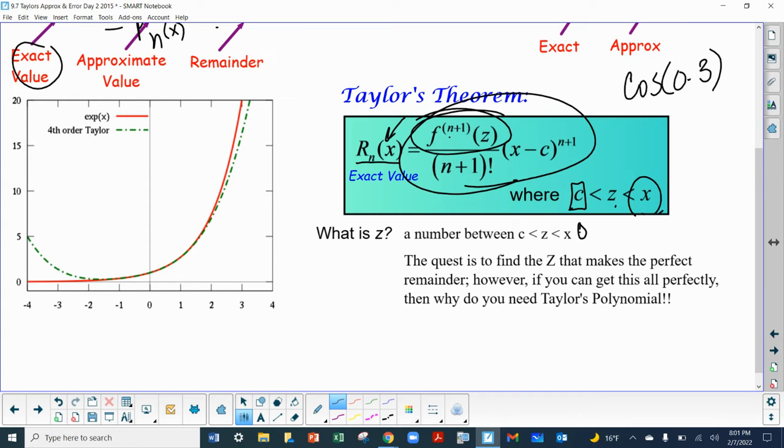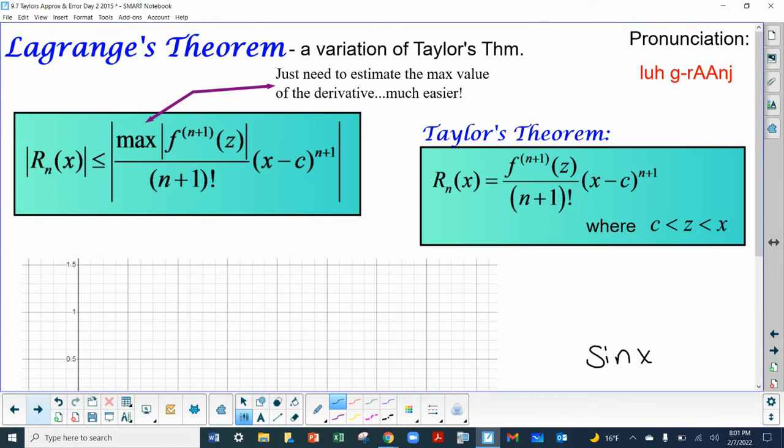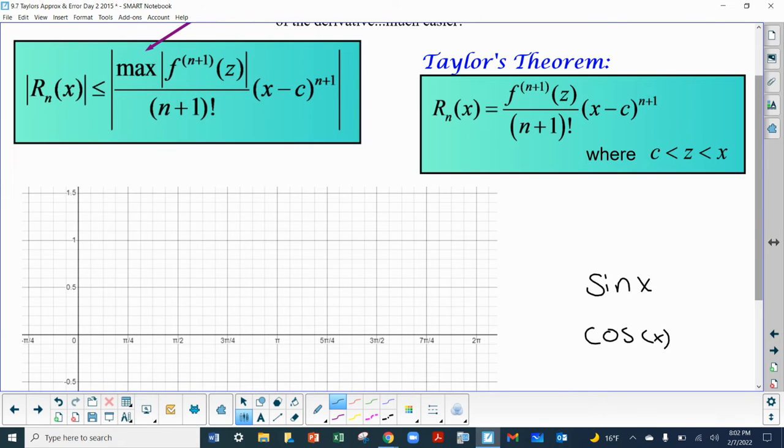However, if we could get that perfect, then we probably wouldn't need the Taylor polynomial. So Taylor's theorem is almost like an impossibility of fine-tuning that z value to come up with the actual remainder. So that's where Lagrange steps in, and he looks at it and says, instead of trying to find that precise location and evaluate the derivative at that z value, let's just talk about what is the max value of that n plus 1 derivative at some value z. And we'll maximize that. So this becomes an easier task. All we need to do is estimate the max value, and you're going to see how much easier this is. Doesn't seem like it right now, but trust me, it'll be okay.